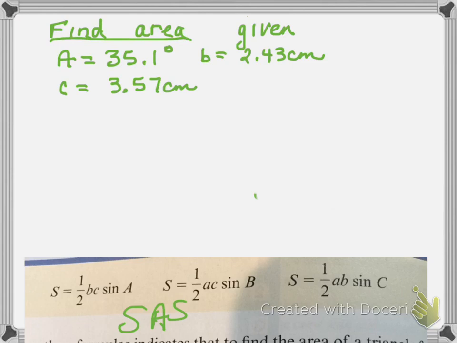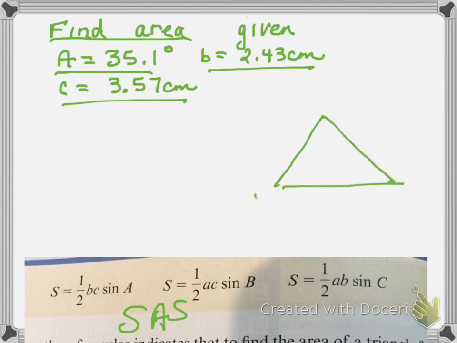I know angle A. I know lowercase b and lowercase c. So pretty much set up just like I had a second ago. If this is angle A, then I know that's 35.1. Lowercase b would be over here, and that's 2.43. This is angle C, so 3.57 would be over here. So if we have a setup like that, side, angle, side, then I can use one of these formulas.